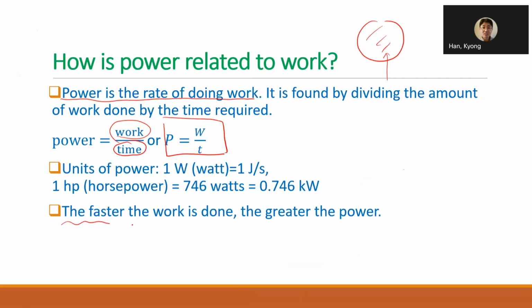The faster work is done, the greater the power, right? This is obvious. What I explained is that even for the same amount of work, some people are really fast to do it, but some are really slow. The slow one has less power. Someone who works fast is powerful.